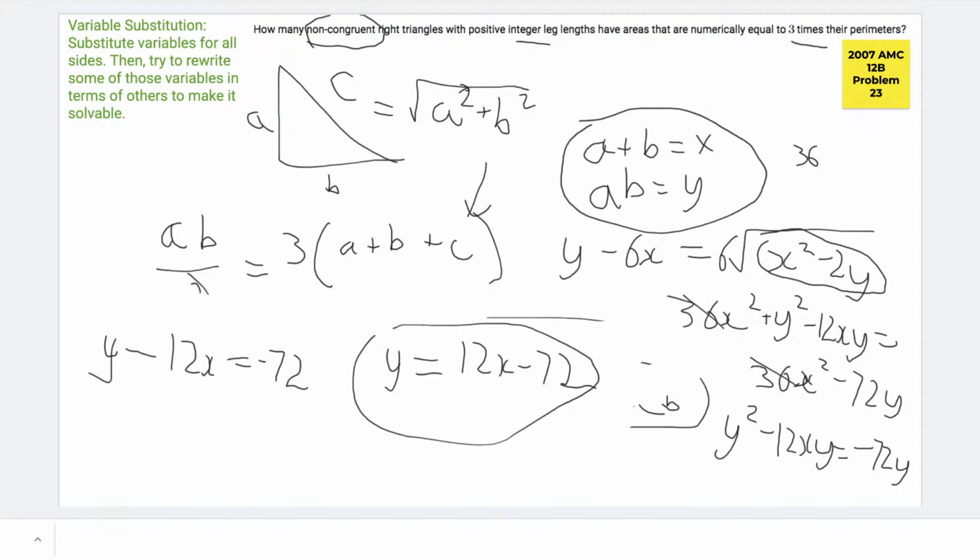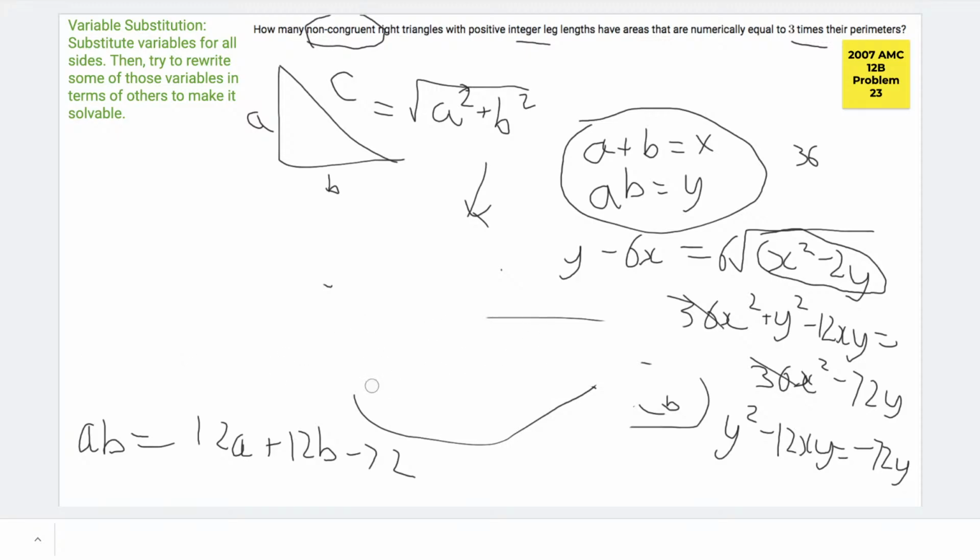So y equals ab. So we can substitute ab back in. So ab equals 12 times a plus b. 12 times a plus b is just 12a plus 12b. And then we have a minus 72 here. And now we have made Simon's favorite factoring trick the same form that we needed. We have it, and now we can just factor this out.